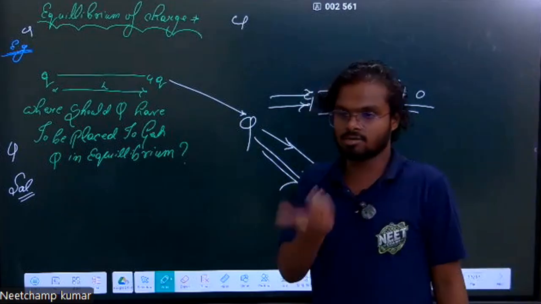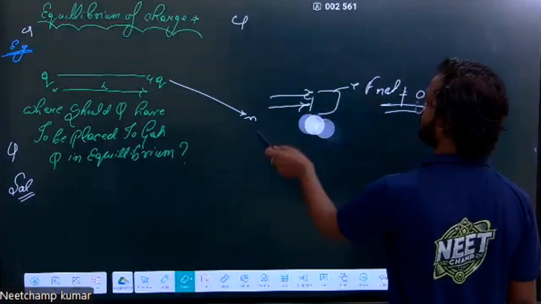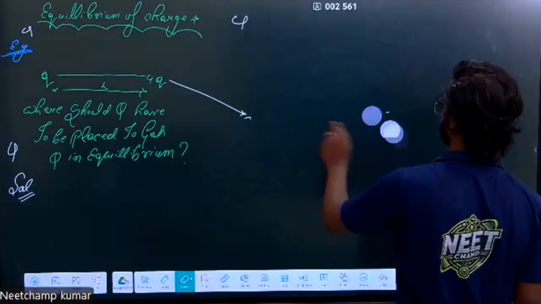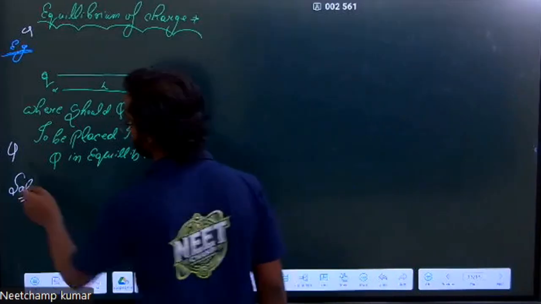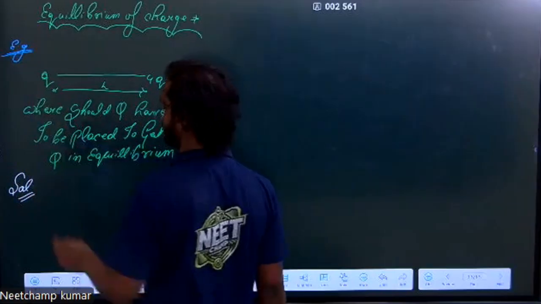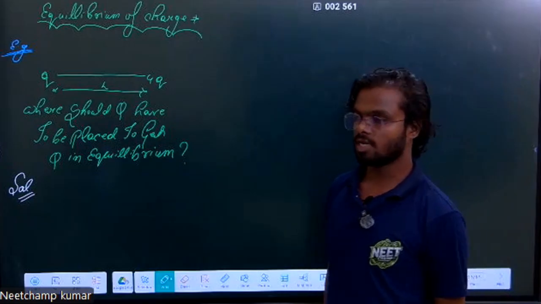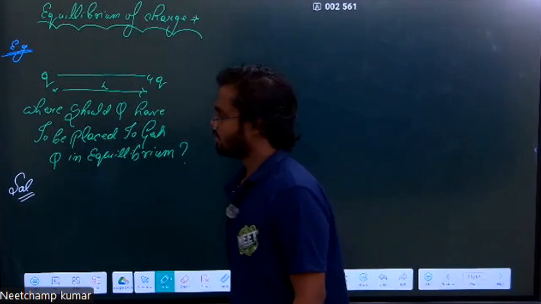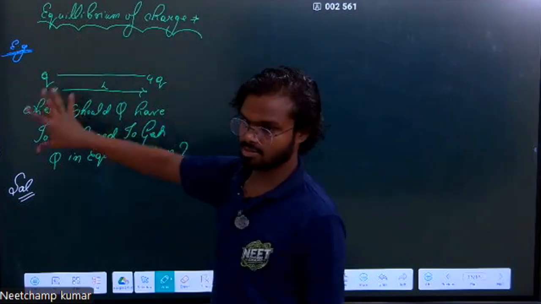No, it is not possible. The net force cannot be zero, because we are applying both forces in the same direction. They add up together, so the value will increase; it will not decrease. So the net force cannot be zero. That is why I told you that you can't place it anywhere else. You have to place it along the line joining only.